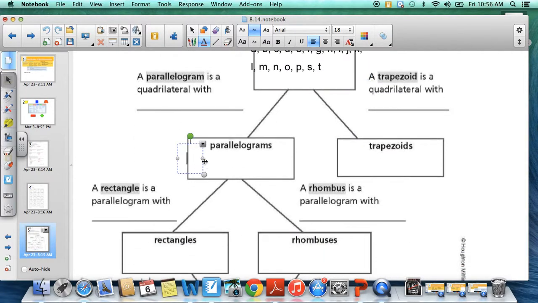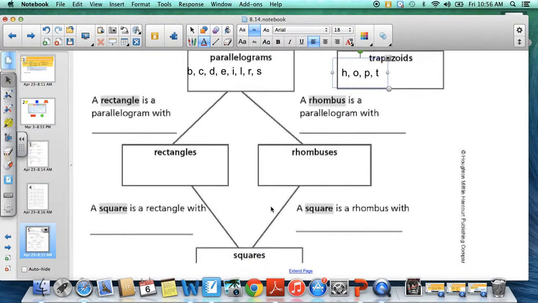Okay, so then we move down to parallelograms. Which of the shapes are parallelograms? We can see that shapes B, C, D, E, I, L, R, and S are all parallelograms. So then we move on to the trapezoids. The shapes H, O, P, and T are all trapezoids. And then rectangles. Awesome. So shapes B, D, I, and R are rectangles.